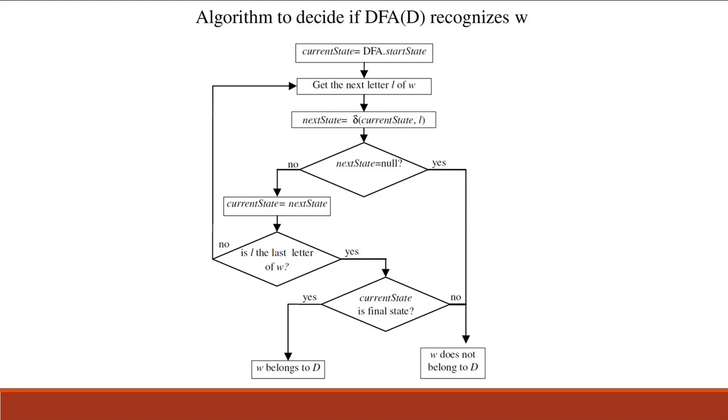And then we check if L is the last letter of W. If it is the last letter of W, then we make the current state the final state. If it's not the last letter of W, then we just get the next letter L of W. We then check if the current state is the final state. If it's not the final state, then W does not belong to D. If it is the final state, then W belongs to D.